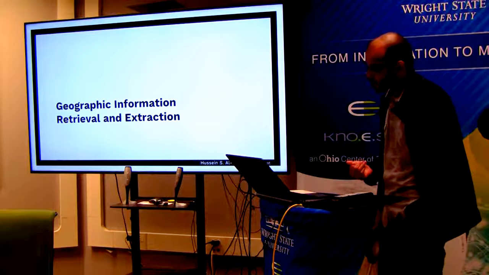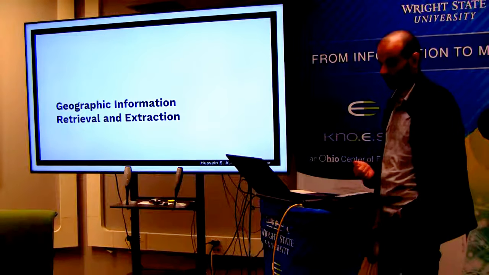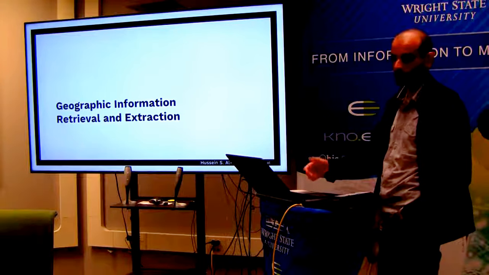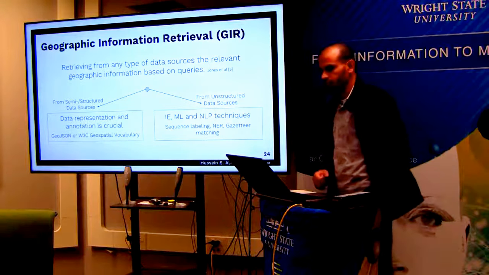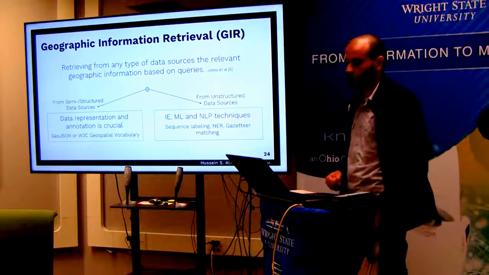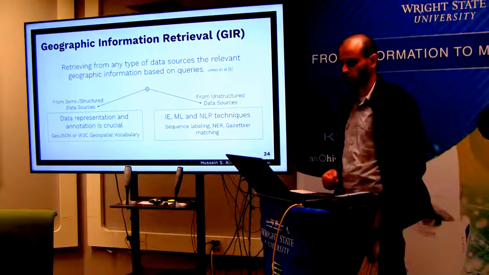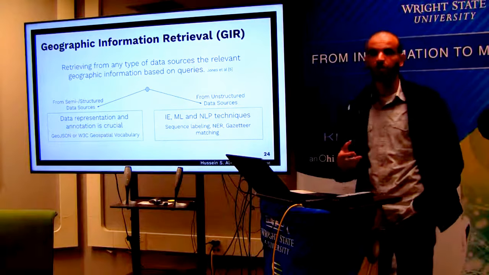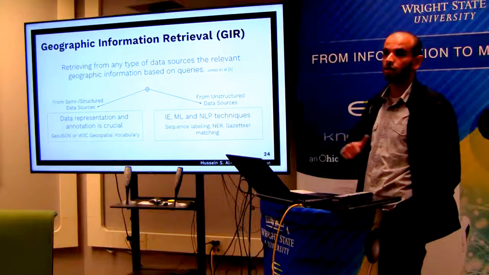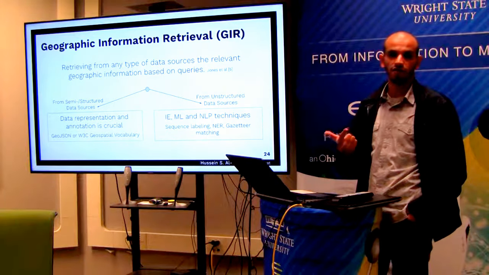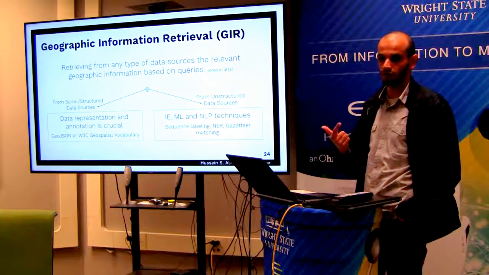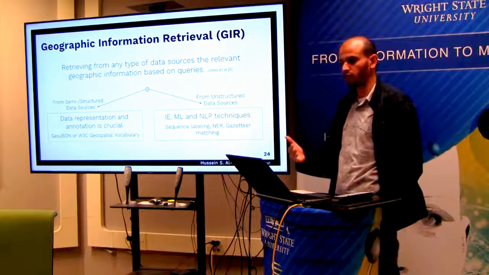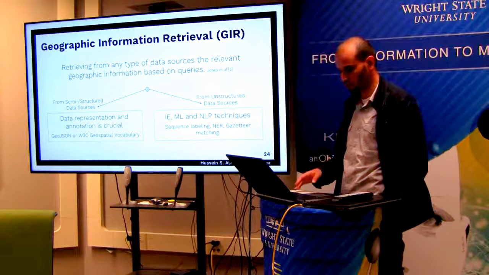So now, the third part of this presentation is about geographic information retrieval and extraction, what we mean by that, and so on. For geographic information retrieval, we are retrieving from any type of data source the relevant geographic information based on queries, which means if I have text, I want to extract all the geographical references there. If I have metadata, I want to extract all the information from there. If I have a gazetteer, I want to be able to retrieve them, right? All of this is under the boundary of geographic information retrieval.